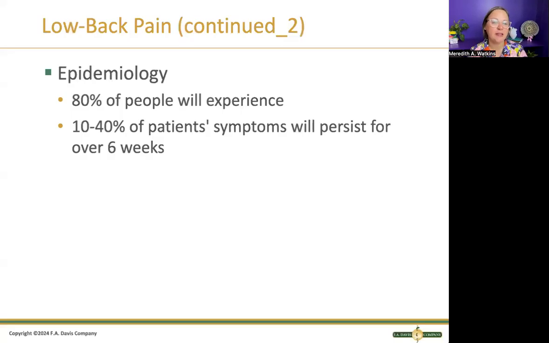Today we're talking about low back pain, and this is coming out of your Davis text, chapter 37. Now, according to the National Institute of Neurological Disorders and Stroke, back pain is the second most common neurological ailment in the United States, and it affects both males and females equally. And at least 60 to 80% of the population will experience low back pain at some point in their life.